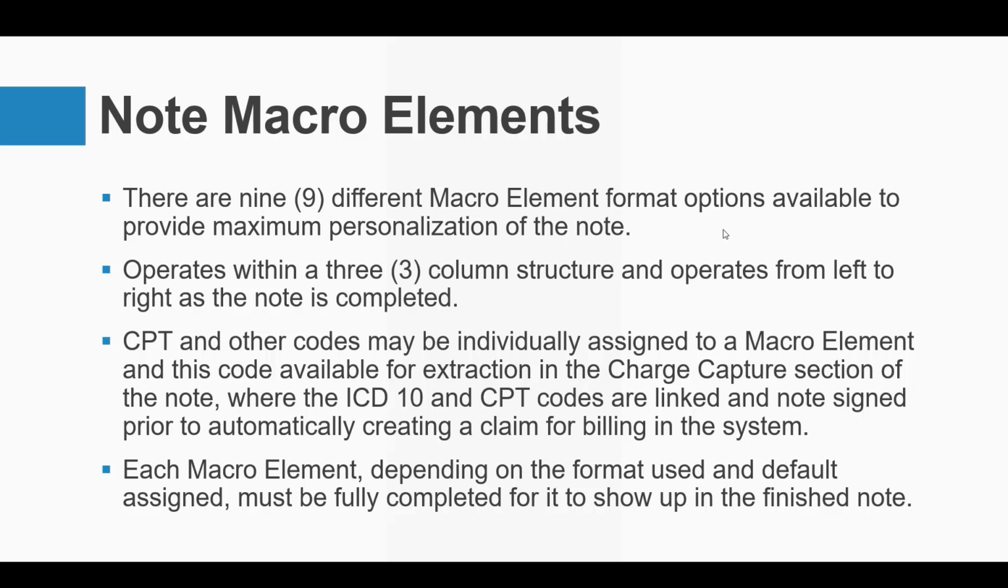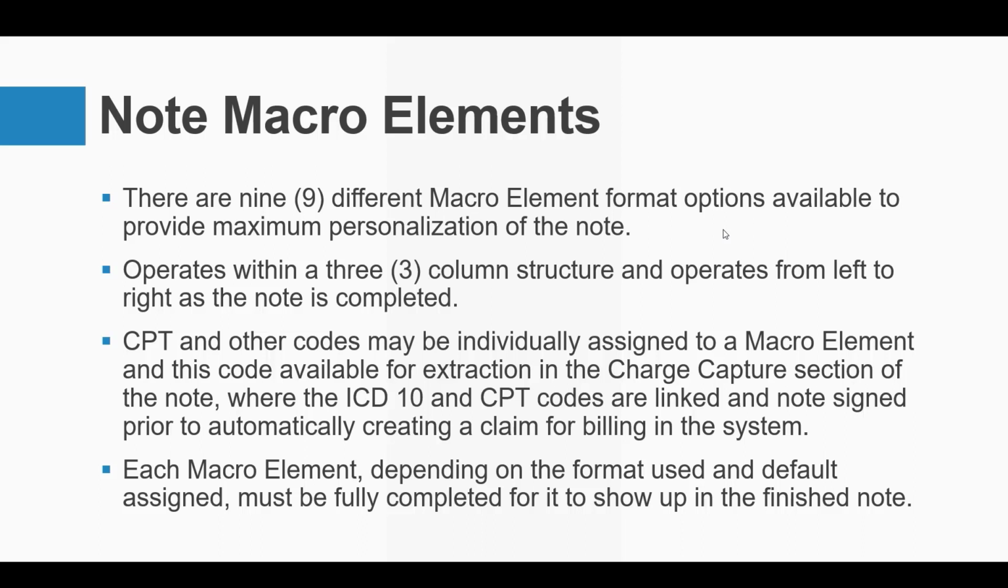Now, there are 9 different macro element format options available to provide maximum personalization of the note. Very key from a compliance perspective is to make sure that the patient chart is authentic for the date of service. And this requires the ability to customize that individual note. And through these 9 different macro element format options, it allows you that opportunity to put key information into the patient record that is relevant for that time of service. Secondly, it operates within a 3-column structure and operates from left to right as the note is completed.